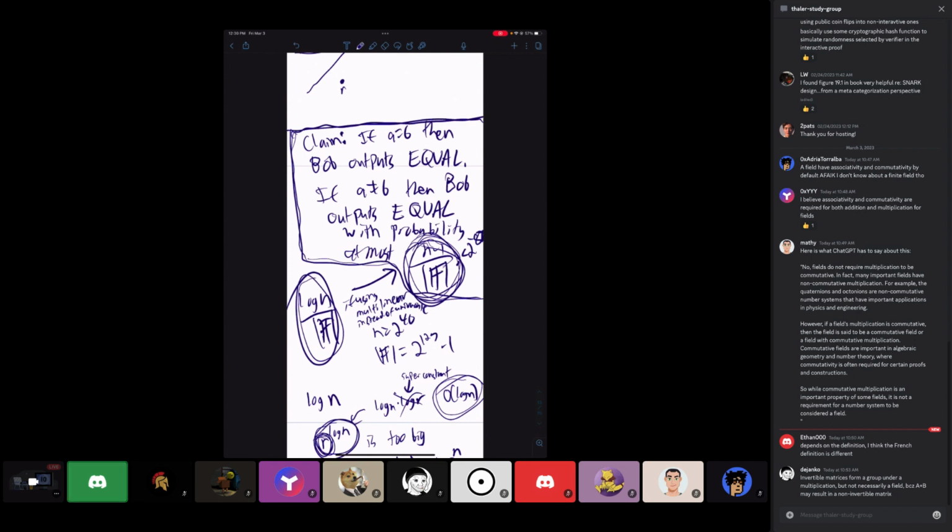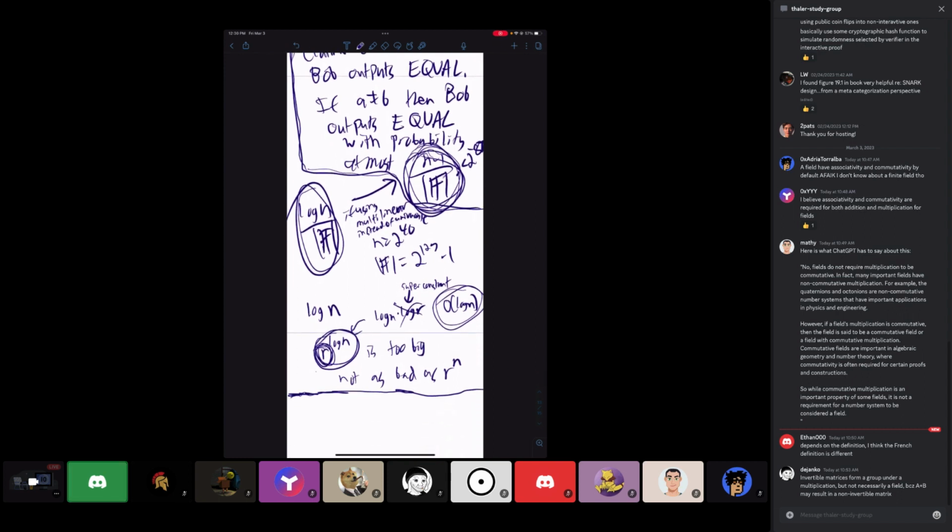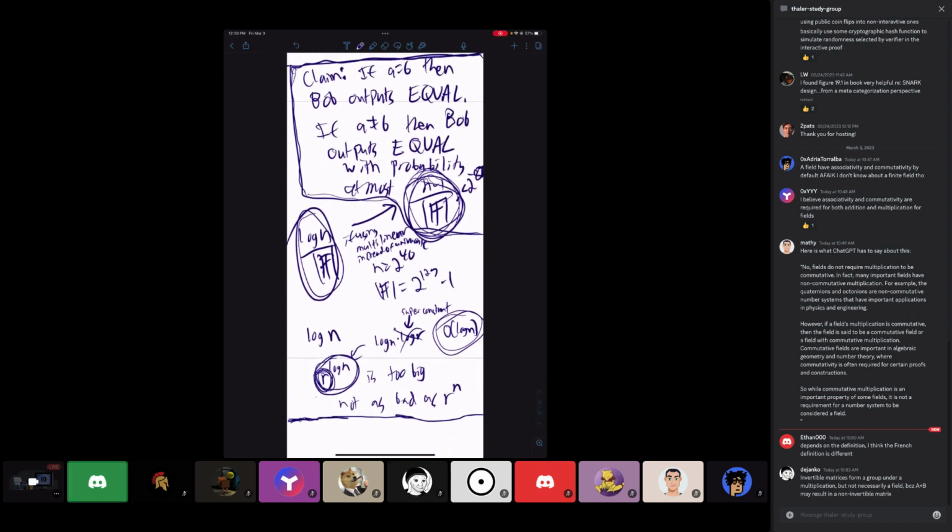Okay, so I will prove the claim, and then we'll discuss low degree extensions versus Reed-Solomon encodings. And feel free again to jump in with questions at any point. But for proving this claim, let me just erase some of this stuff.